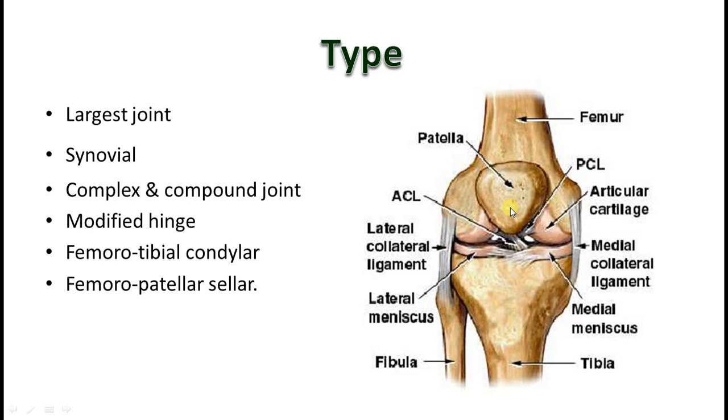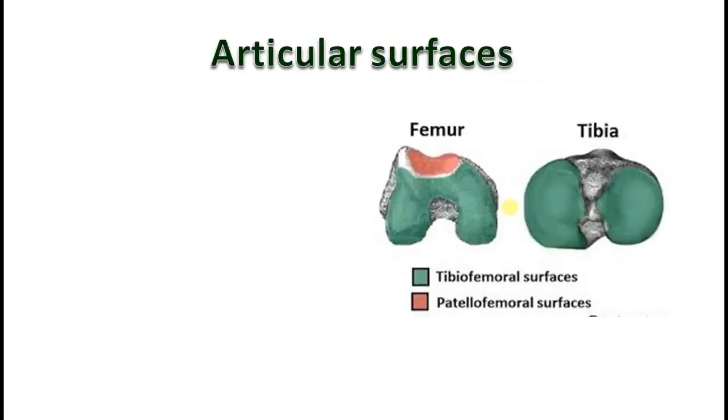These are all the things you can mention while writing about the type of the joint. Basically, when you describe it as one of the largest joints, synovial, modified hinge, complex, compound, that will form a good introduction to the joint when you are writing in your answer sheet. As I told you, all these bone articulations share a single joint cavity. Now let us try to understand the articulating surfaces.